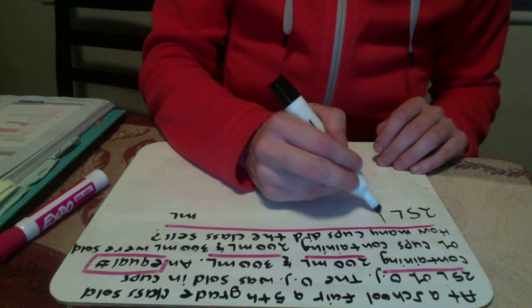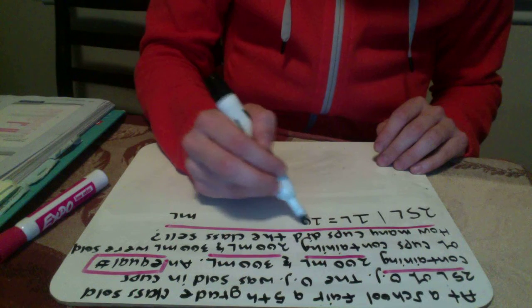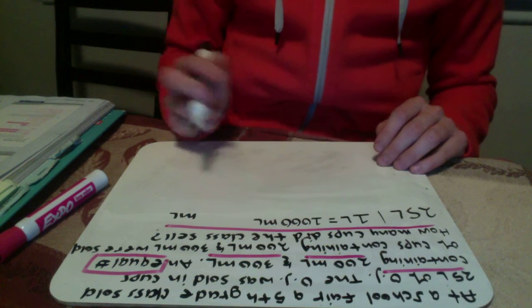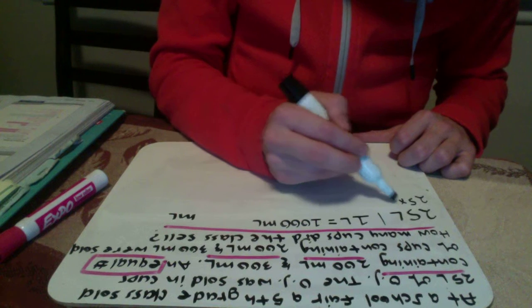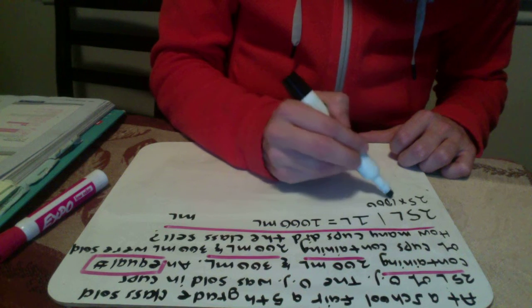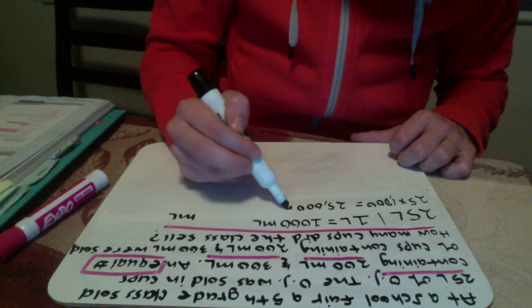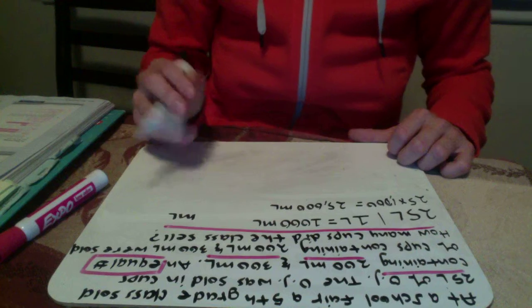milliliters. If we know that 1 liter is equal to 1,000 milliliters, we can easily convert this 25 liters into milliliters by multiplying 25 by 1,000. That gives me 25,000 milliliters, which is the same thing as 25 liters.